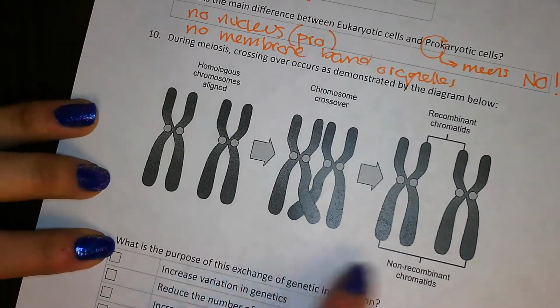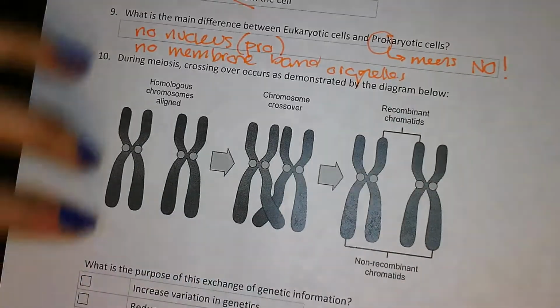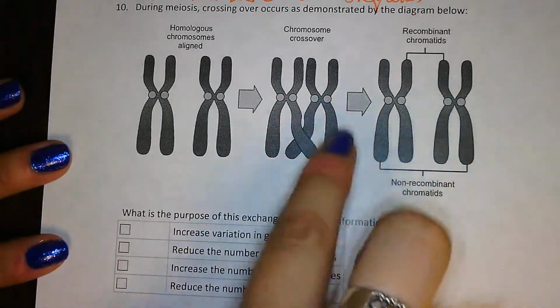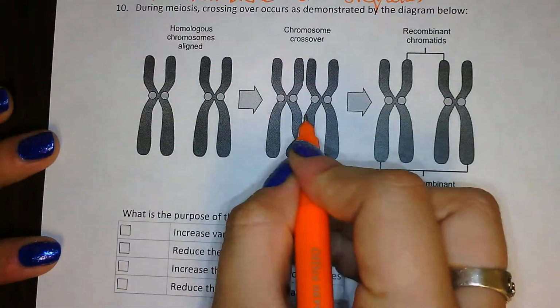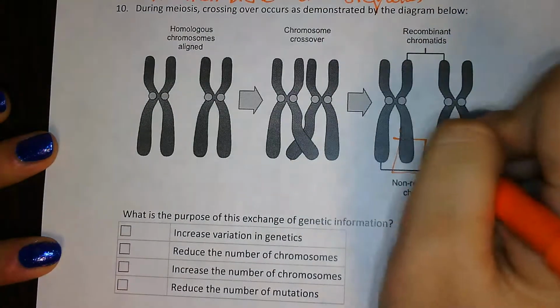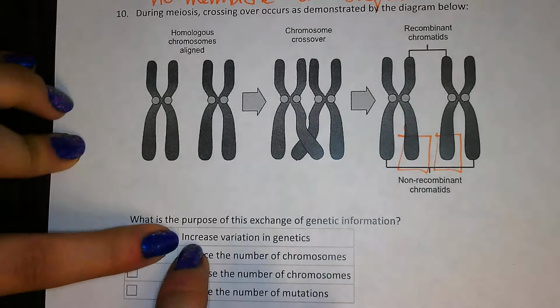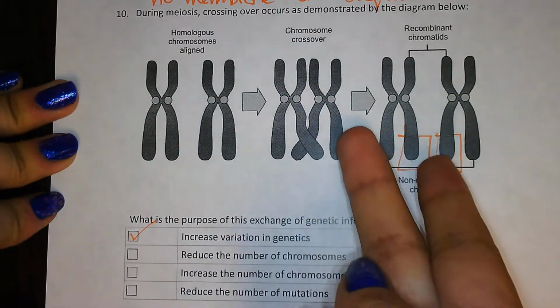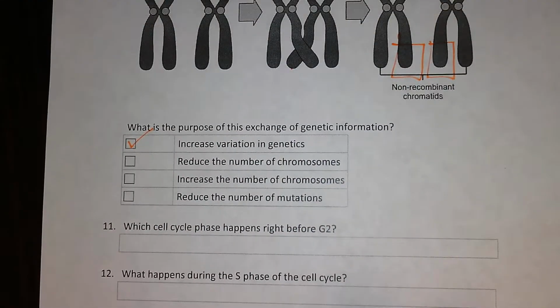Number 10, the purpose of this exchange of genetic information, this is known as crossing over, happens during meiosis when there are gametes being produced. So you can't see the colors here, but you'll see it in your OneNote. These two strings crossed and now they are exchanged. So this exchange in genetic information allows for an increase in variation of genetics. If these randomly switch around, you are likely to look different from your siblings. That's why all of your siblings look somewhat different.